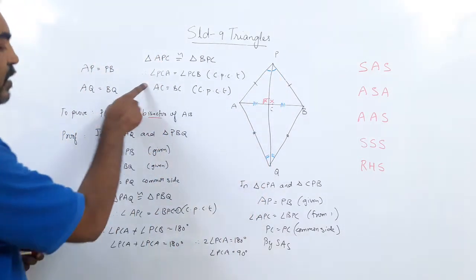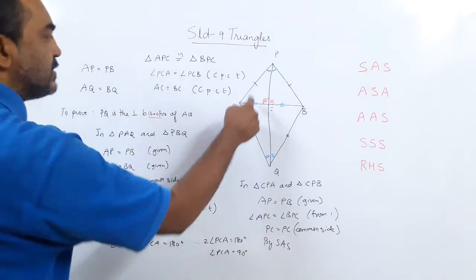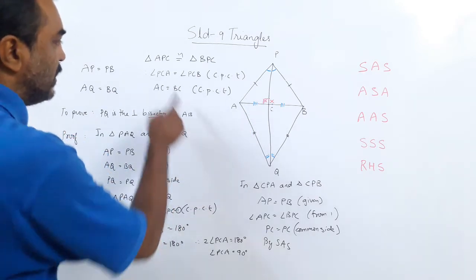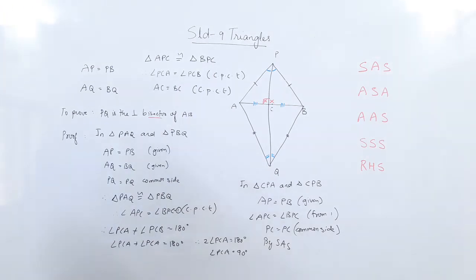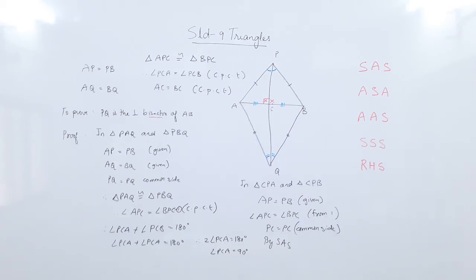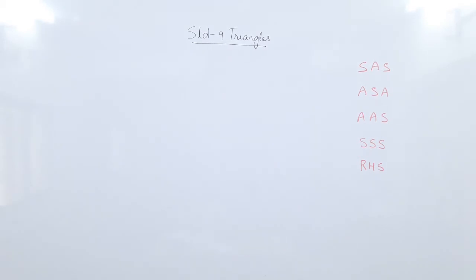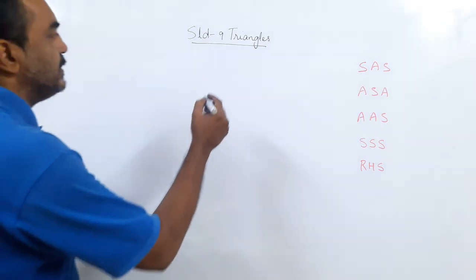So from this result and this result, PCA is 90 degrees and AC equals BC. From these two results we prove PQ is the perpendicular bisector of AB. Okay, so we are using things in a sequence here, and with the help of this sequence we have proved that PQ is the perpendicular bisector of AB. Okay, now friends, the next sum is quite an easy sum.